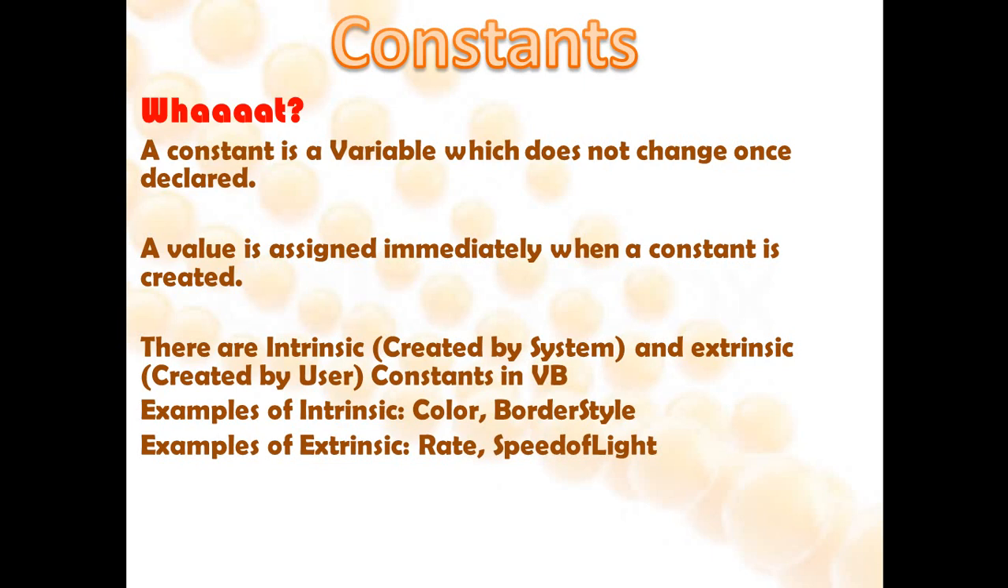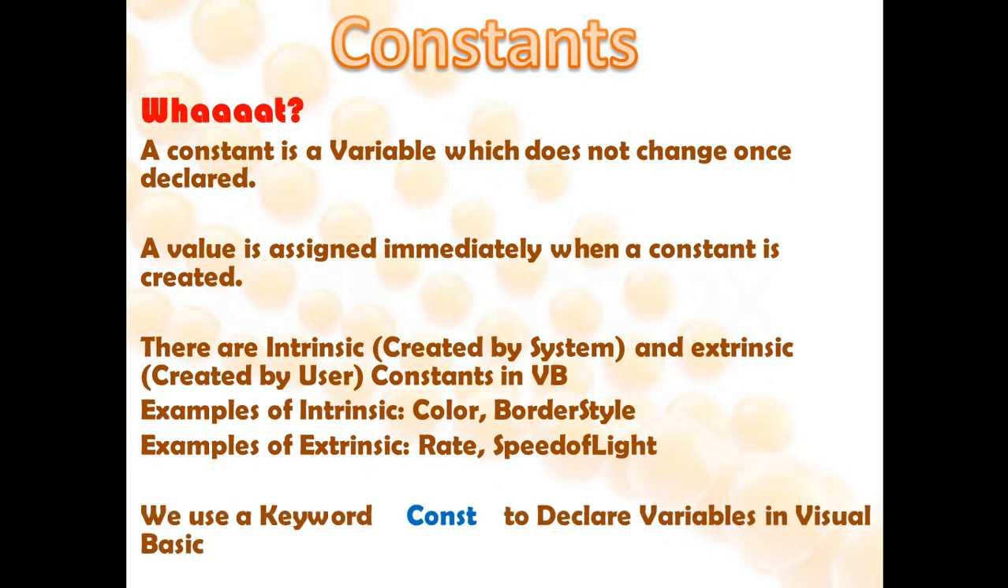Then an extrinsic constant, these are constants which you create. For example, a percentage rate, the speed of light. You create that and store it so that you can use it. Then to declare a constant, you use the keyword Const, just to declare constants, not variables.